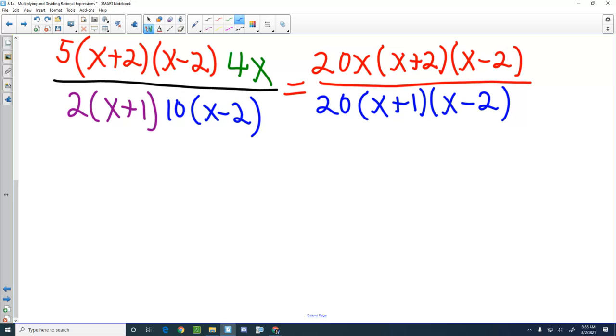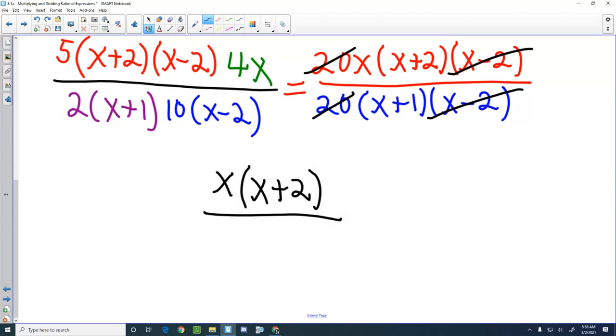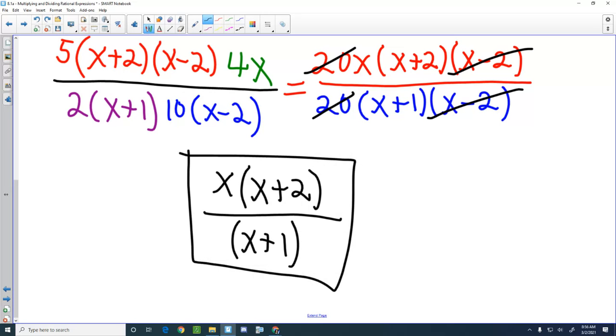Does anything cancel out? All right, x minus 2 top and bottom, 20 top and bottom. We're left with x parentheses x plus 2 over x plus 1. A lot of steps, but each step individually is pretty basic. It's a basic skill.